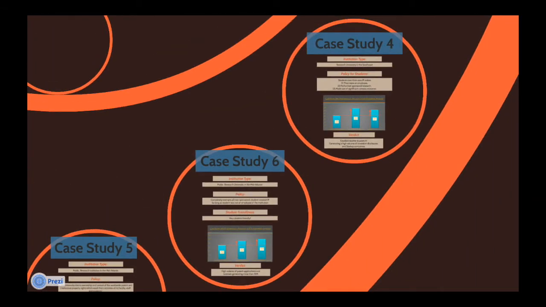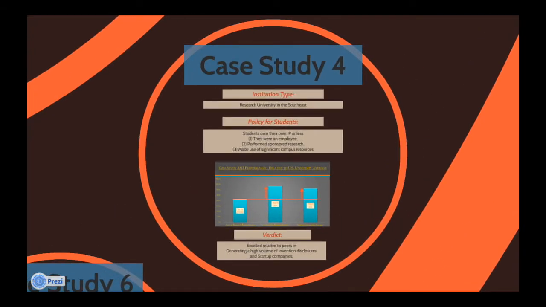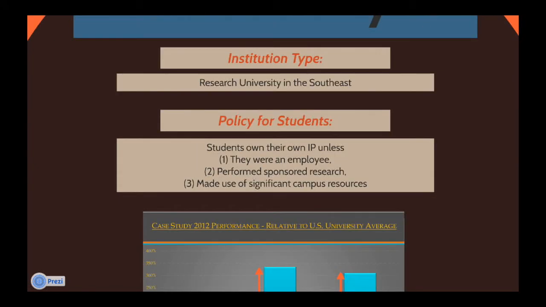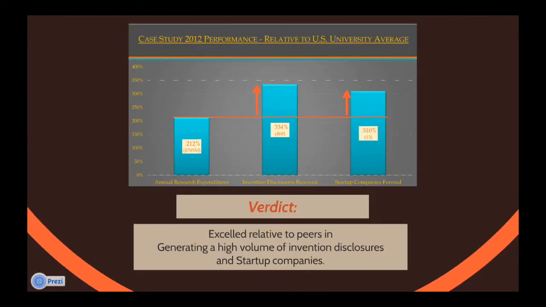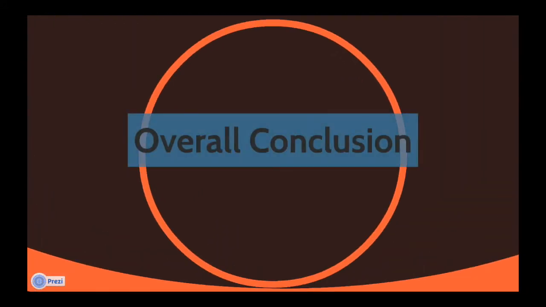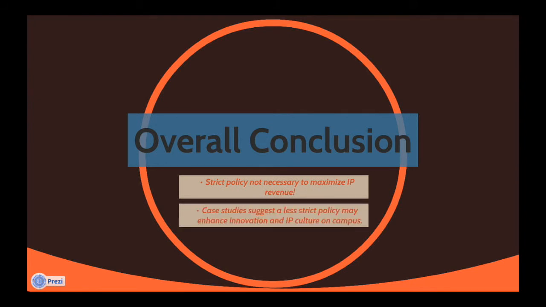Our final student IP example is from Case Study 4. In this case, students own their own IP unless they were an employee, performed sponsored research, or made use of significant campus resources. Relative to its peers, this institution excelled in generating a high volume of invention disclosures and startup companies. So while it might be tempting for institutions to try and maximize IP revenue in the form of strict policy, these case studies instead suggest that a less strict policy may in fact enhance the overall innovation output and IP culture on campus.